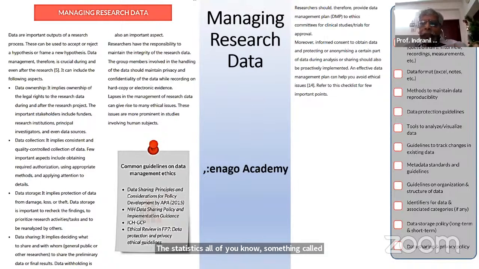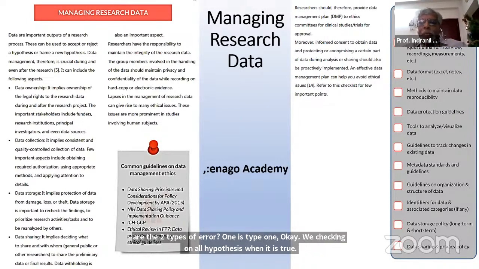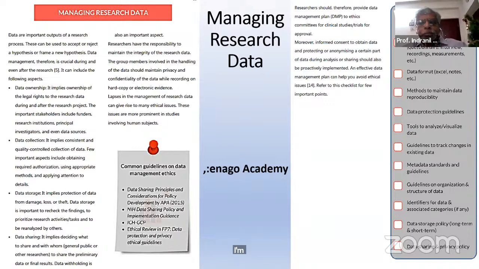I have been mentioning this null hypothesis since yesterday. And there are two types of error. What are the two types of error? One is type 1 error. What is type 1 error? Rejecting a null hypothesis when it is true. And type 2 error, accepting a null hypothesis when it is false.